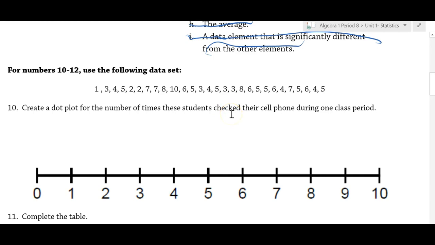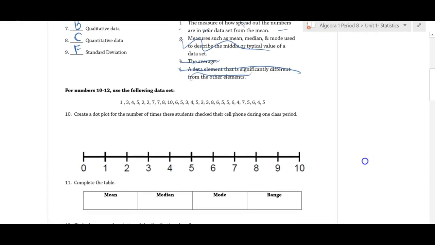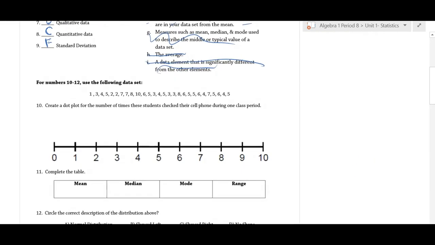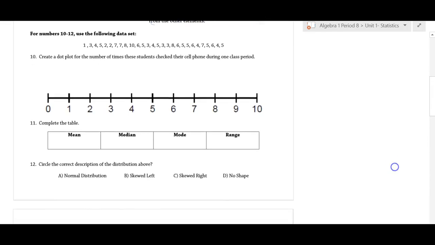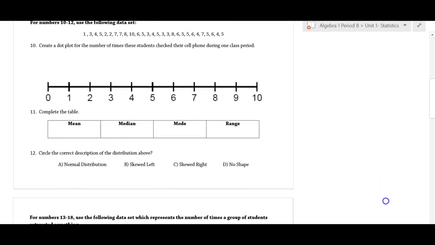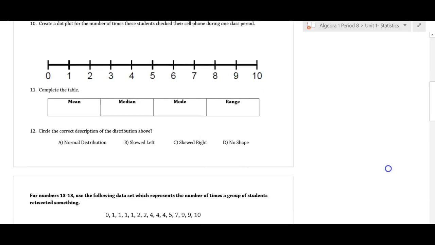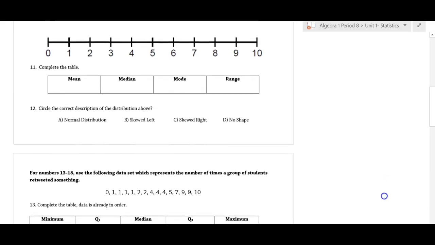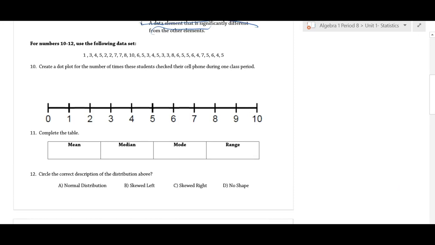Alright, so I've got my data entered in here, so I'm going to go ahead and unfreeze the screen just so you guys can see where I'm at. As we're previewing here, I know I need a dot plot. Then I need to complete this table down here. And then we're choosing the description of above. So we're going to picture what kind of shape our data takes here. And then for the next one we have another problem. So let's go ahead and just start with this one now.